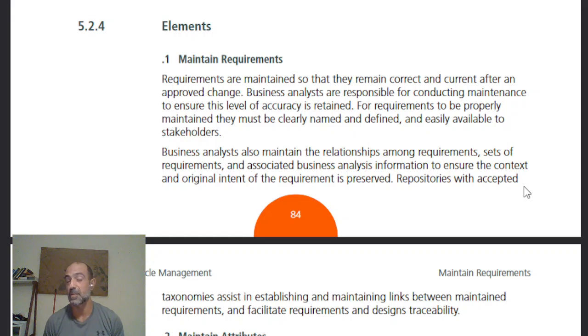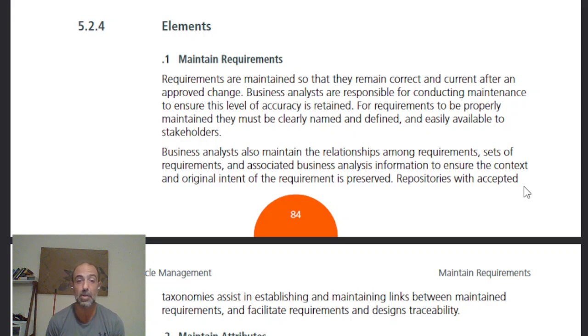You see, I said that literally a page ago. Business analysts are responsible for conducting maintenance to ensure this level of accuracy is retained. For requirements to be properly maintained, they must be clearly named and defined and easily available to stakeholders. Business analysts also maintain the relationship among requirements, sets of requirements, and associated business analysis information to ensure the context and original intent of the requirement is preserved.